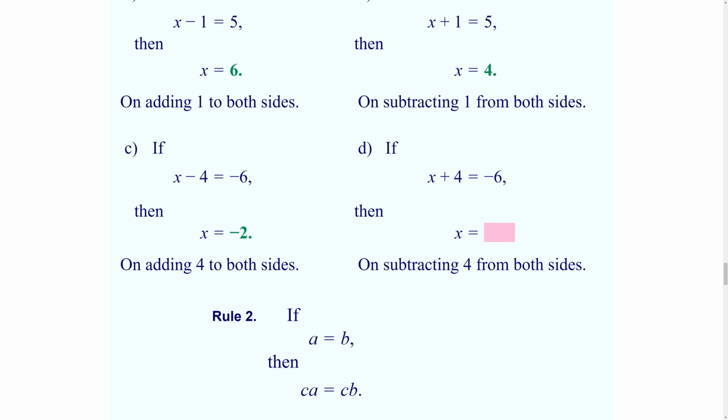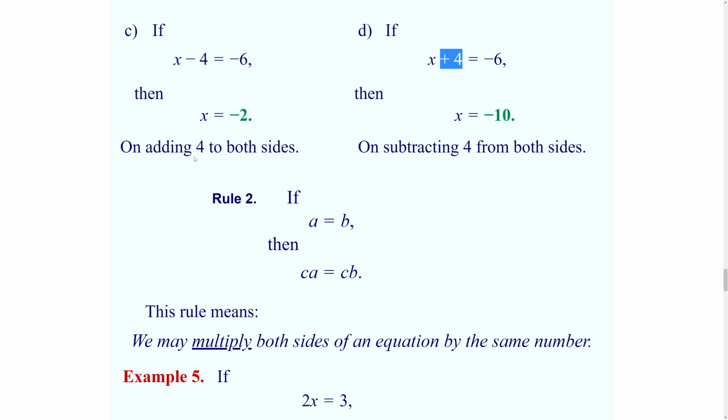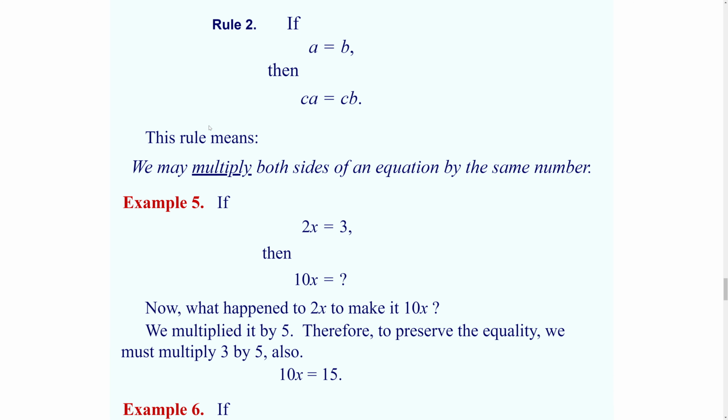And we'll do another one. D, x plus 4 equals negative 6. So we want to be taking away 4 here to isolate the x. And if we take away 4 here, we must take away 4 here. So negative 6 plus negative 4 is negative 10. This is on adding 4 to both sides, and this is on subtracting 4 from both sides. And we'll move swiftly on to rule 2.